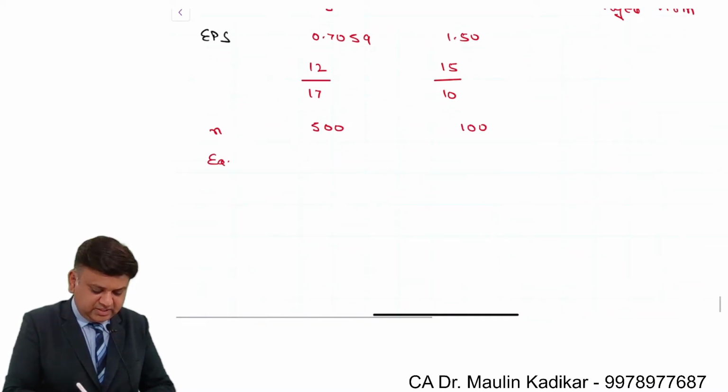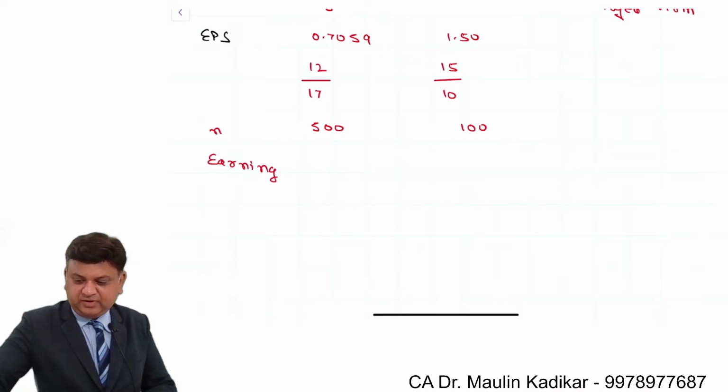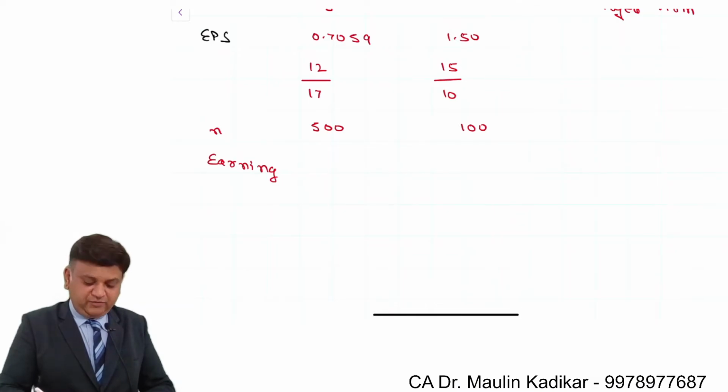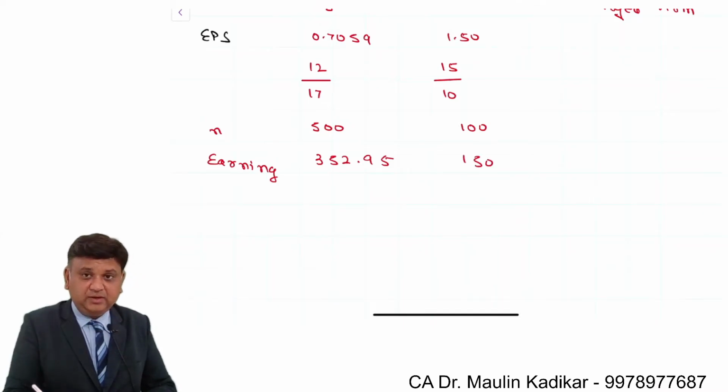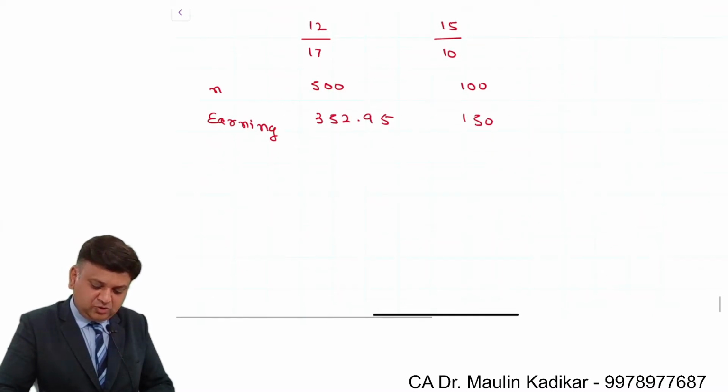So as far as the earning is concerned, earning is 0.7059 into 500, 352.95, and this is 150. So we'll make the total of both of them. It is 502.95.